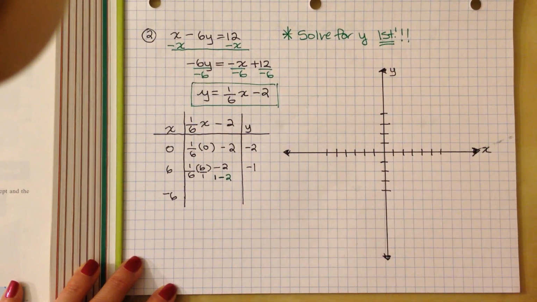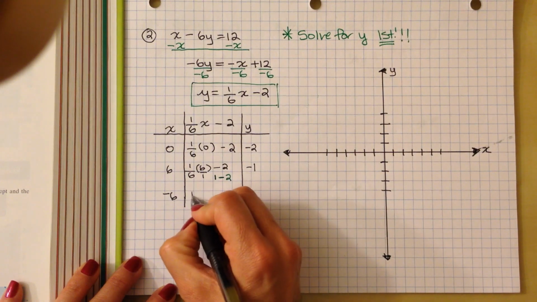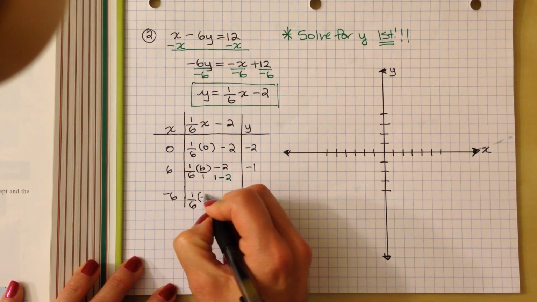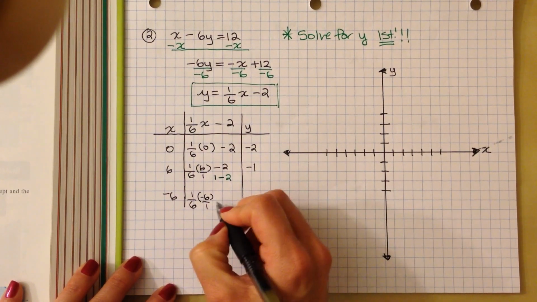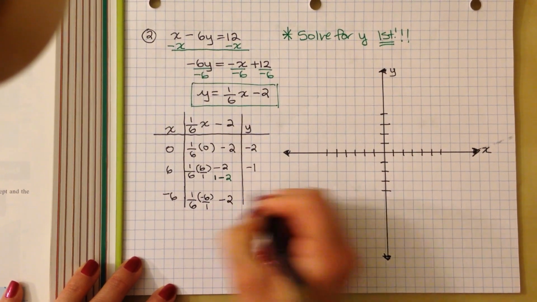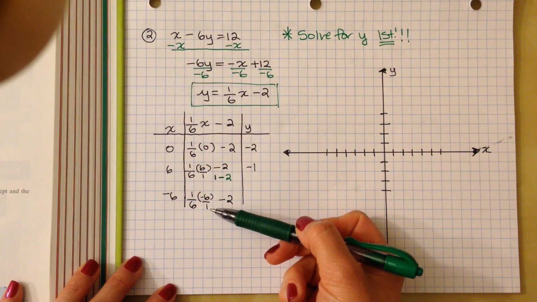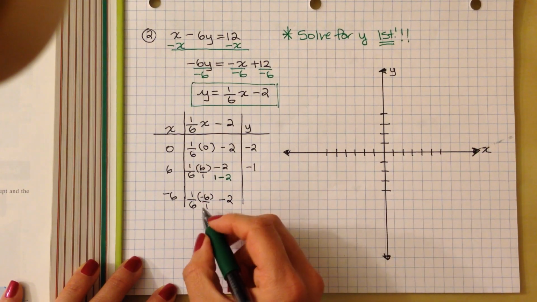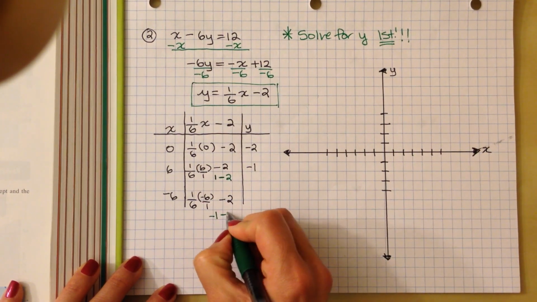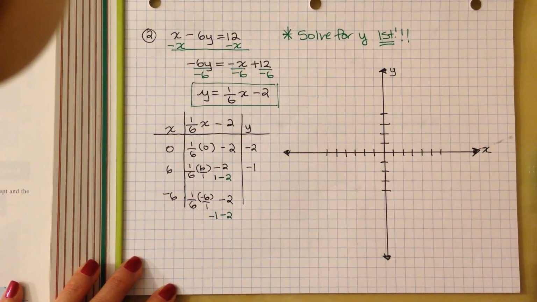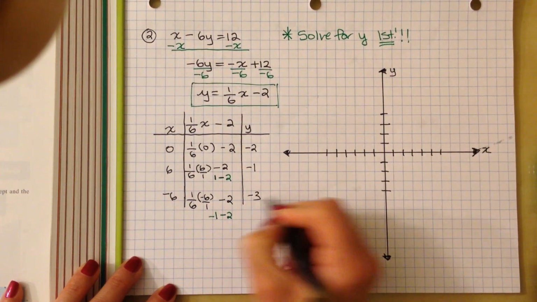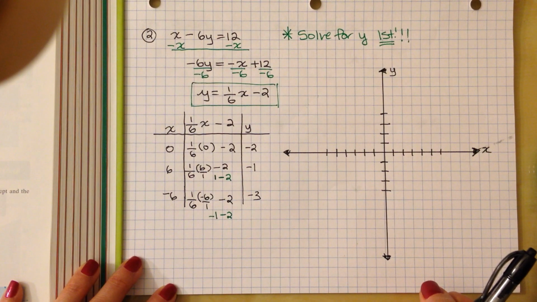Last number to substitute, we have 1 over 6 times negative 6. You can write over 1 minus 2. Well, this just gives me negative 6 over 6, which is negative 1 minus 2. That gives us negative 3. We now have 3 ordered pairs. Let's go ahead and graph them and connect them, and then we have our graph.